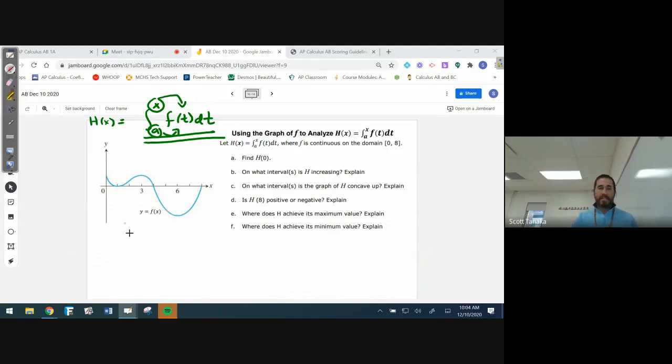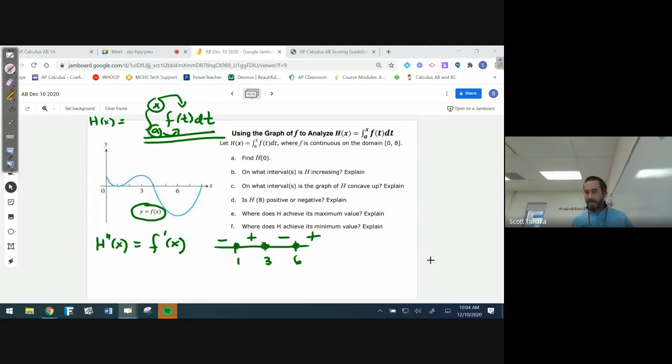Now, if the next question asks for concavity, that would be h double prime of x. Well, h double prime of x would be f prime of x. Well, f prime of x means it's the slopes, and I have to use this because that's all I was given. So when are the slopes 0 or DNE? At 1, at 3, and at 6. And then h double prime is f prime, so the slopes are negative, positive, negative, positive.